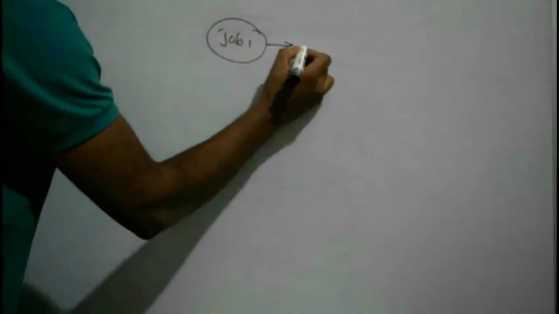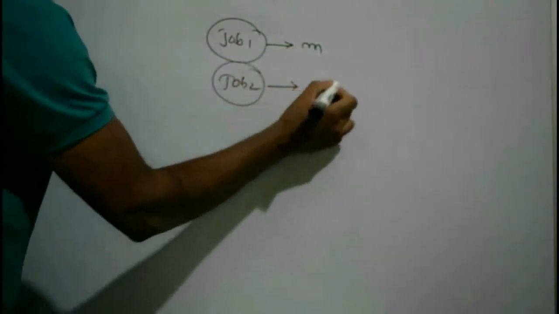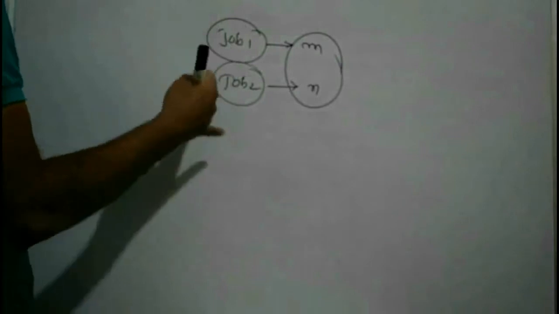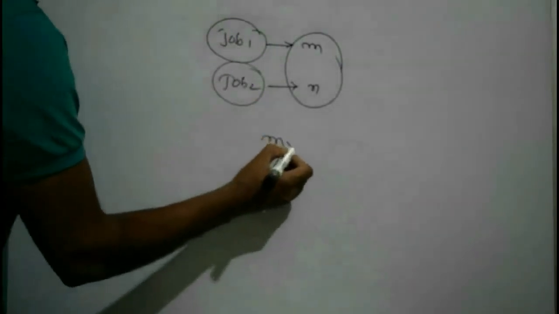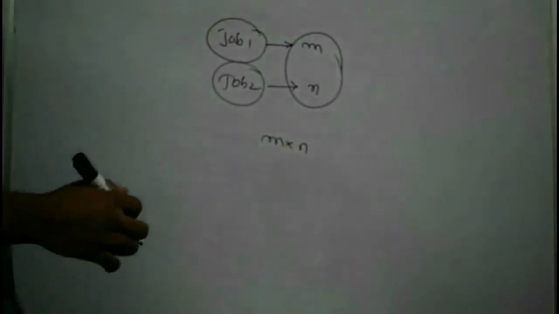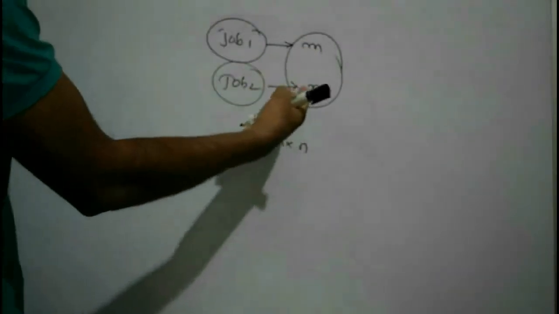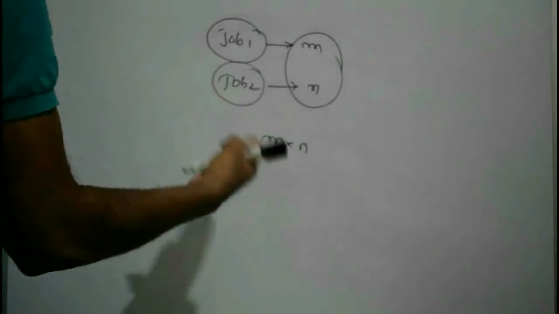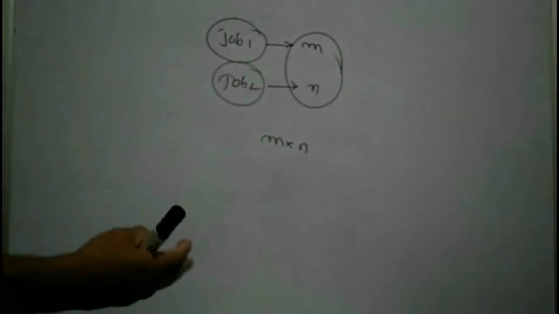So I'll now write a formal definition. Let us suppose there is a job 1 which can be done in m ways, and job 2 which can be done in n ways. Then job 1 and job 2 one by one, consecutively, can be finished in how many ways? m into n ways. You can extend the idea for 3 jobs also. If one job can be finished in m ways, the other job in n ways, and the third job in p ways, then the 3 jobs one by one consecutively can be done in how many ways?